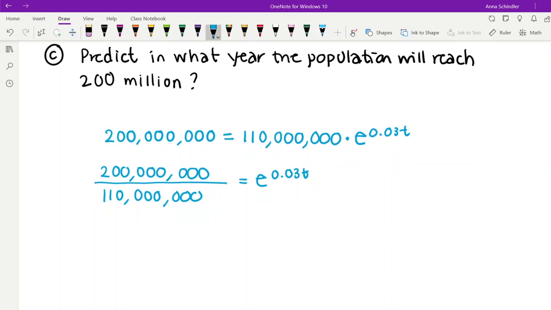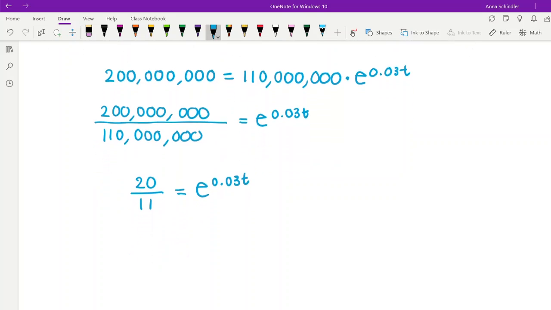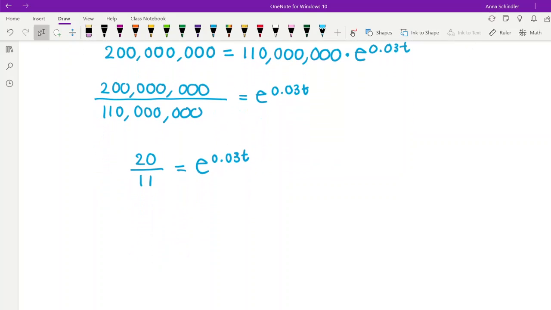So we can simplify this left-hand side. Let's just do that so that this looks a little less crazy. Because both of these numbers have a ton of zeros, we can basically divide both the numerator and denominator by 1,000,000, right? If we divide both by 1,000,000, we'll have 20 over 11. Okay, so how do we proceed from here? Well, this is an example where we want to use logarithms, right? So we want to take ln of both sides.